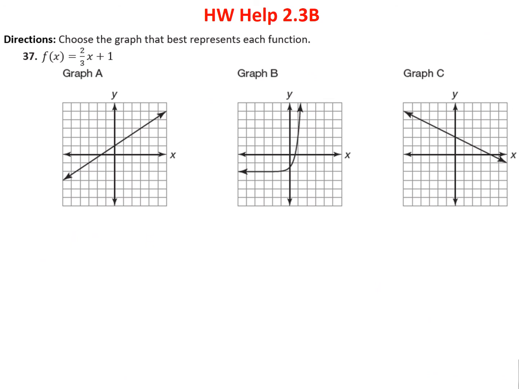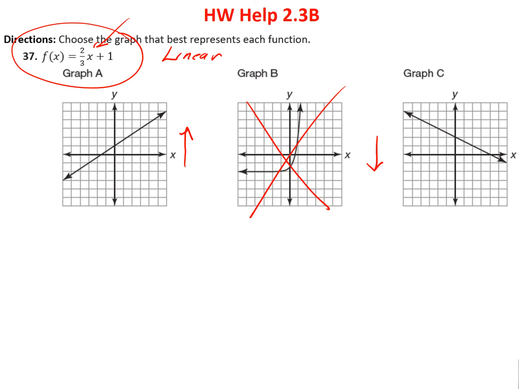Number 37 asks us to look at the graph here and decide which graph matches it. Well, first of all, I notice that it only has an x. So that means it's a linear equation. So I can immediately cancel that because that's exponential. Now I just have to decide: this one's going up, and this one's going down.